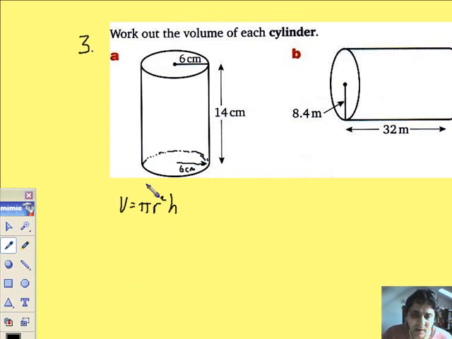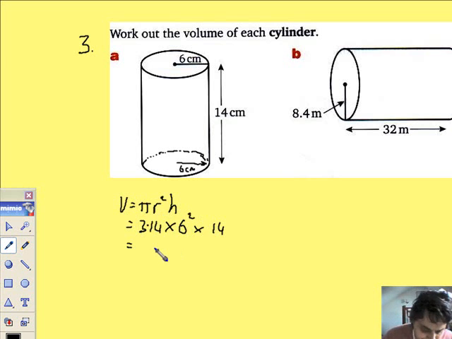So the top part here has an area of pi r squared, and if I multiply by the height, I've got myself a three-dimensional object. I work out the volume. Let's just substitute it straight in. Pi is 3.14 approximately, multiplied by 6 squared, because the radius is 6, multiplied by the height, which is 14.